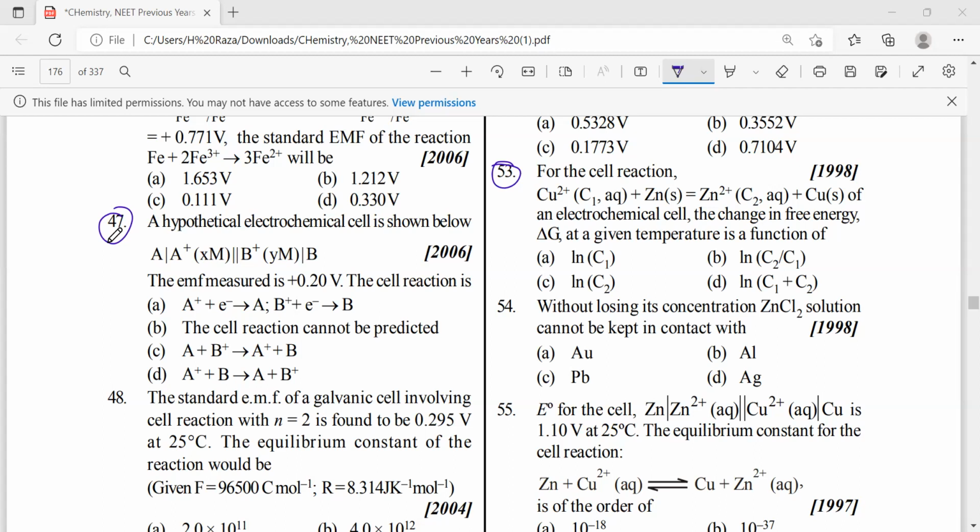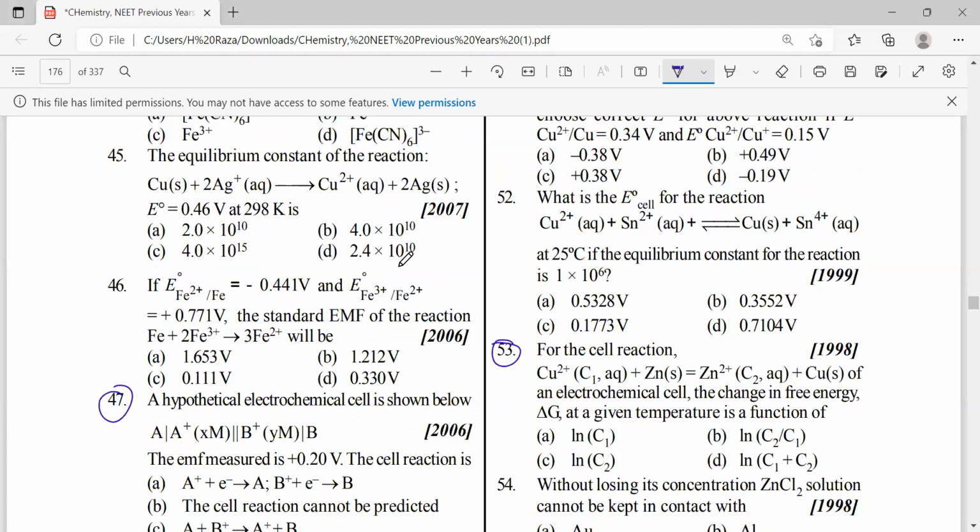So is the answer B? B is what? ln C2 by C1. Yes. Very good. So the answer is, wait a minute. Yes, it is. Very good. Very good. 52 it is. Now, this chapter is completed.